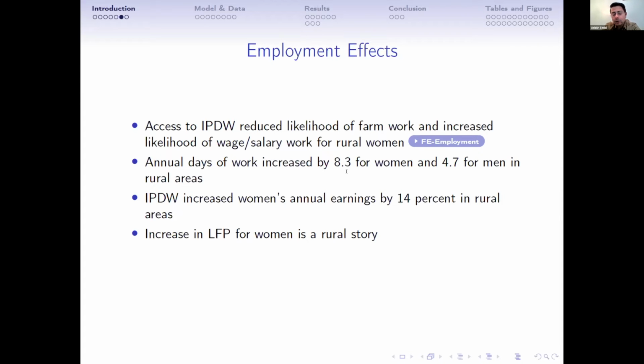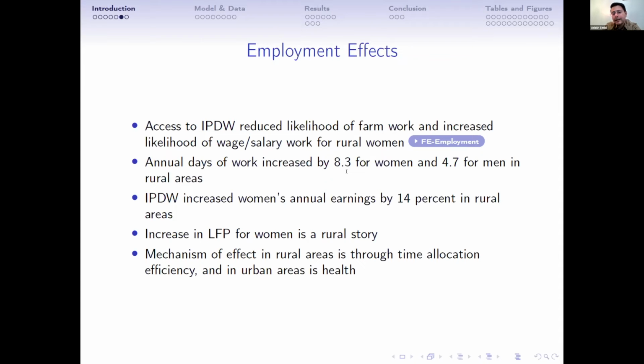But the effect of indoor pipe drinking water on labor force participation is only a rural story. And in fact, in urban areas, the effect of indoor pipe drinking water on women's employment is not there as per the results that we have derived.